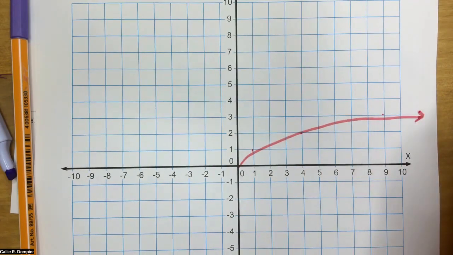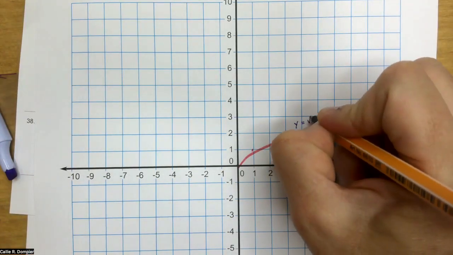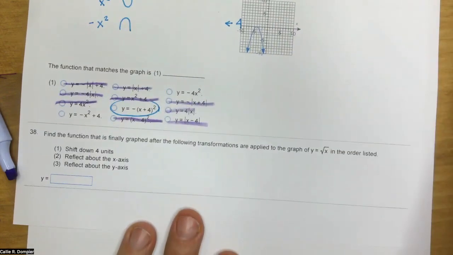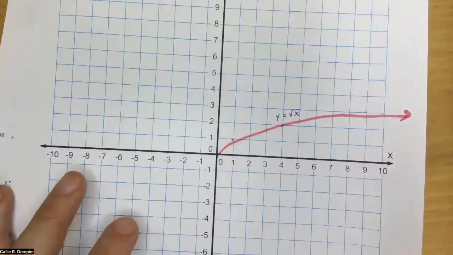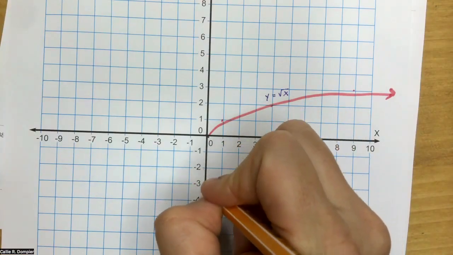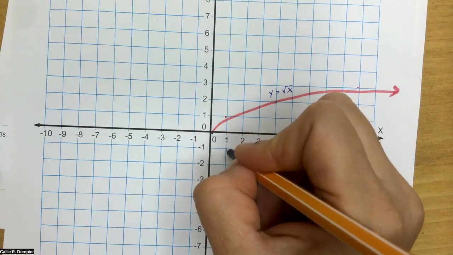All right, so that's the original. Y equals the square root of x, right? Now we're going to shift down 4 units. So instead of starting at 0, 0, we're going to start at 1, 2, 3, 4. -4, we're going to shift this one down.